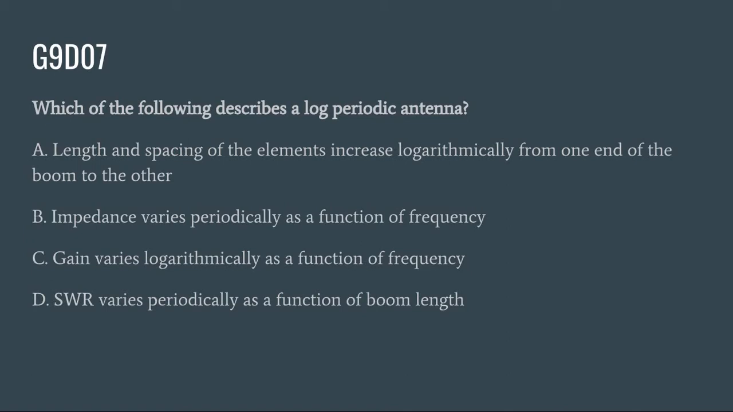G9D07, which of the following describes a log periodic antenna? A, length and spacing of the elements increase logarithmically from one end of the boom to the other. B, impedance varies periodically as the function of frequency. C, gain varies logarithmically as a function of frequency. D, SWR varies periodically as a function of boom length. Correct answer here is A, length and spacing of the elements increases logarithmically from one end of the boom to the other.